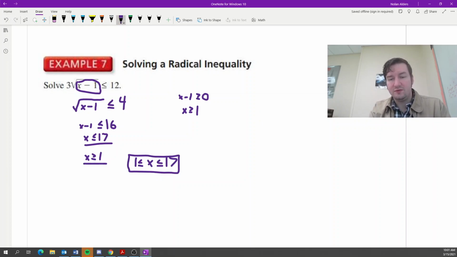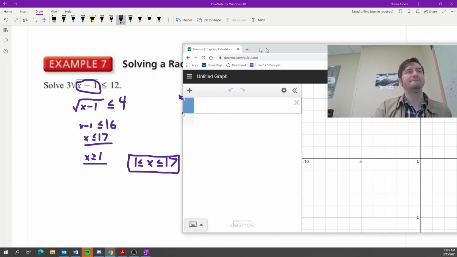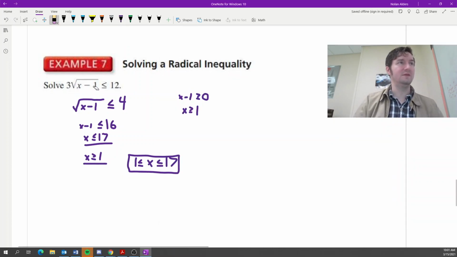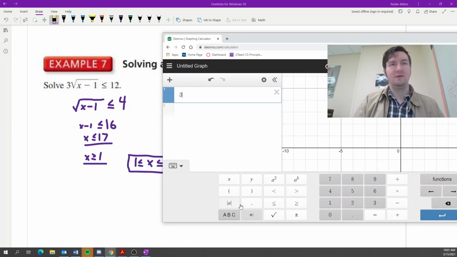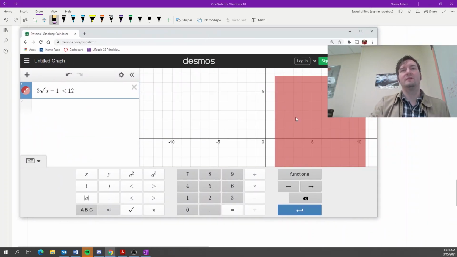One last thing I want to show you before we end the whole video, and that is we can use Desmos to solve some of these problems. With all equations, we can use Desmos to check our solutions. So let's just see if we type in this inequality, what we would see. So we'll have 3 square root of x minus 1 less than or equal to 12.